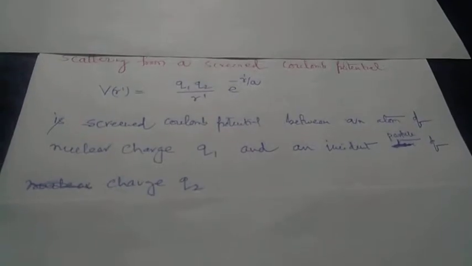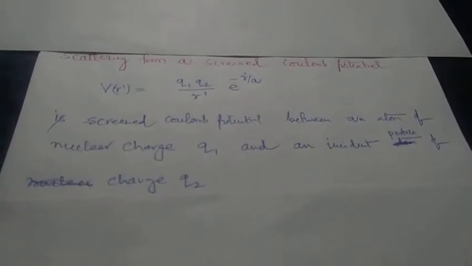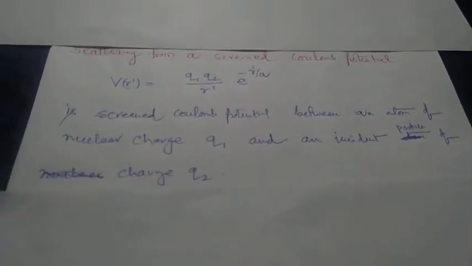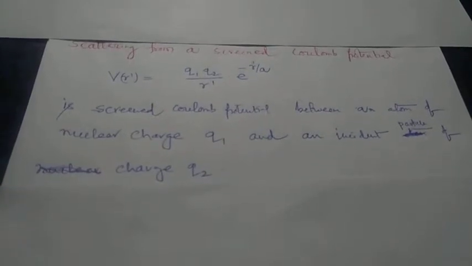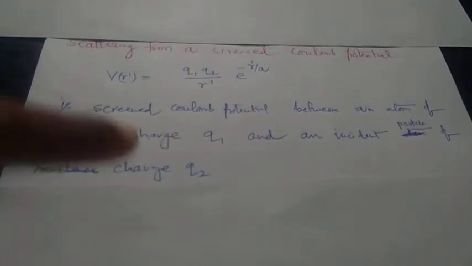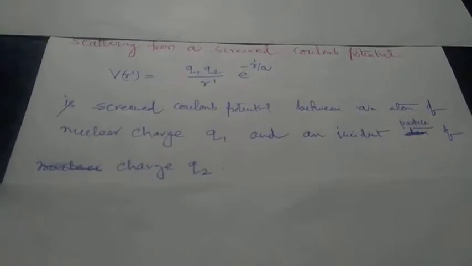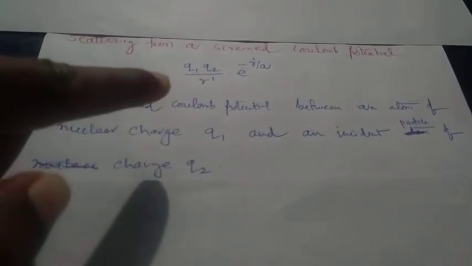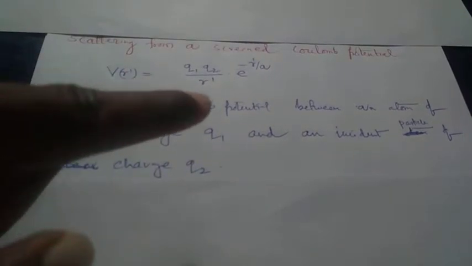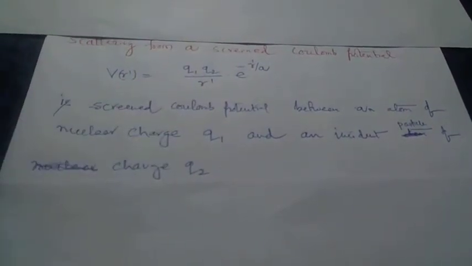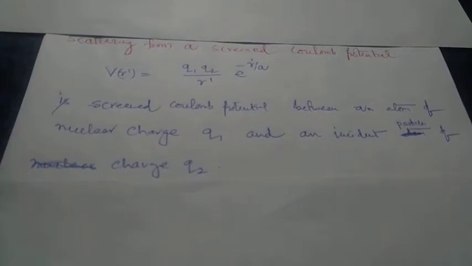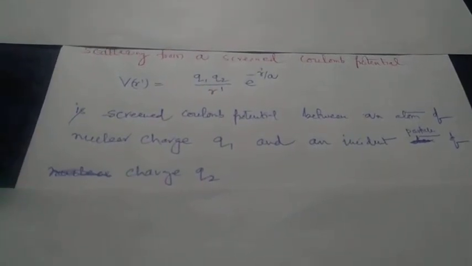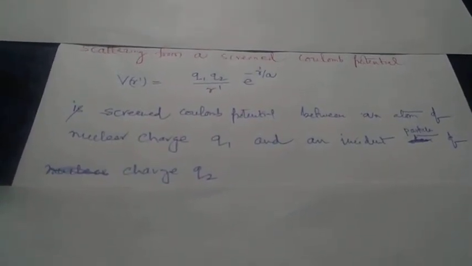The topic of the video is scattering from a screened Coulomb potential. If a charged particle of charge Q2 is incident upon a neutral atom with a nuclear charge Q1, then the interaction potential energy can be written as V(r') = Q1 Q2 / r' × exp(-r'/a). And this is called a screened Coulomb potential.